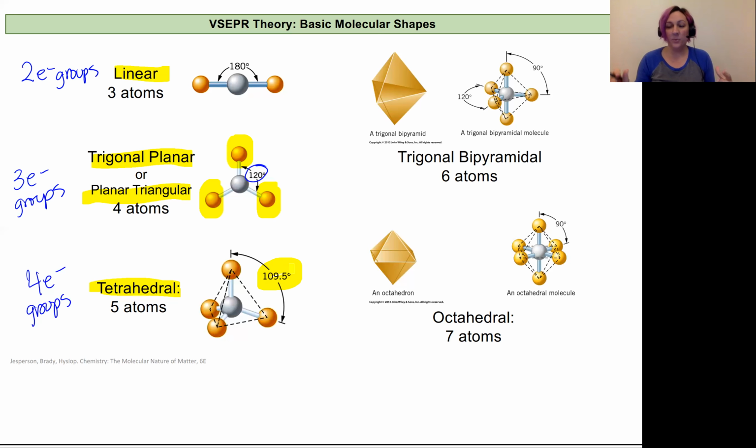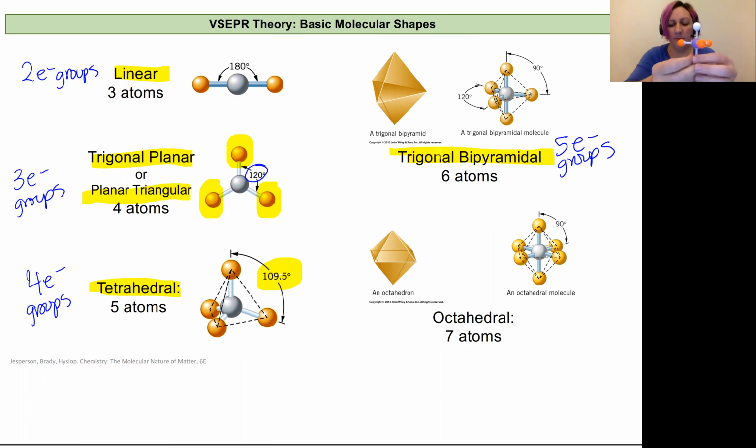All right, next up, we have trigonal bipyramidal, which I haven't built, so I'm going to pause. So now when we have 5 electron groups, and we're just looking at everything being a bonded atom right now, we're going to have a geometry that we call trigonal bipyramidal. It's a big word, right? And here's what it looks like.